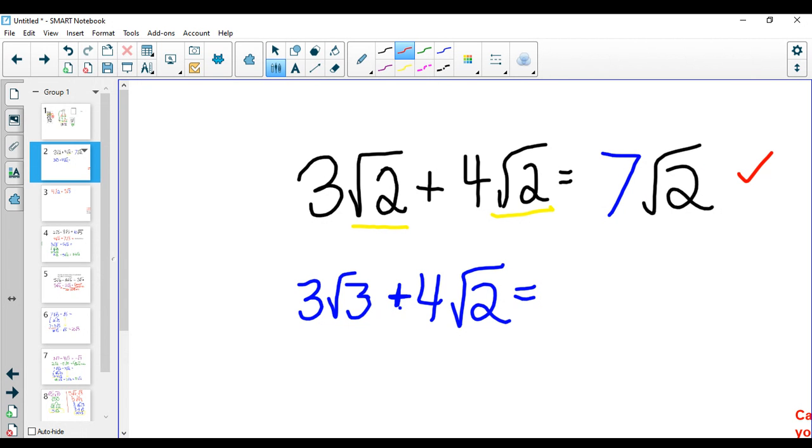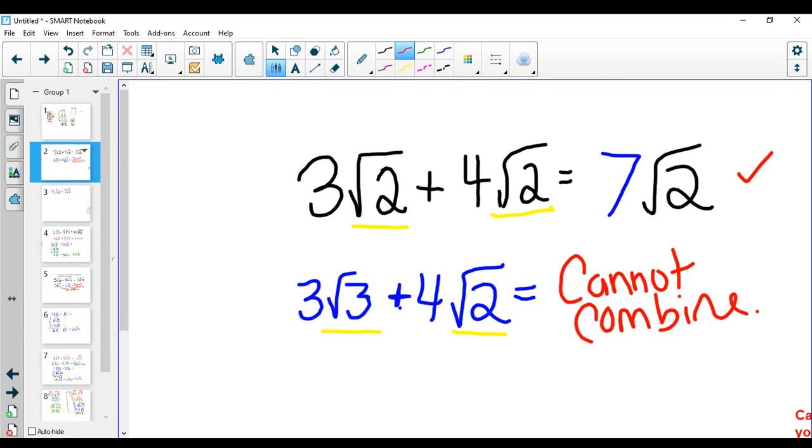The next question, if you notice, the radicals are different. You have radical 3 and radical 2. When this happens, when the numbers are not the same under the radical, then you cannot combine these radicals. Okay, so we cannot combine them.